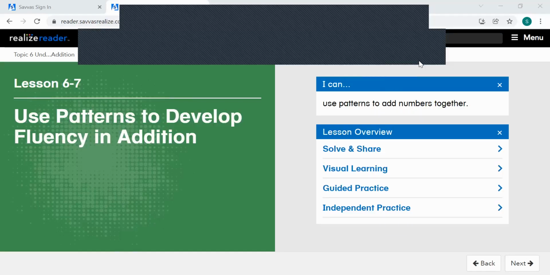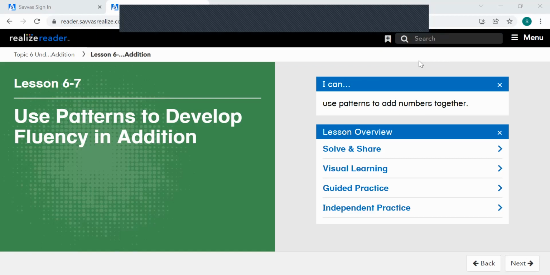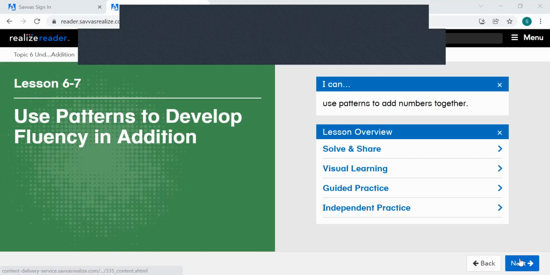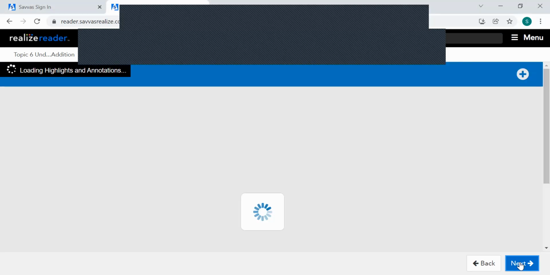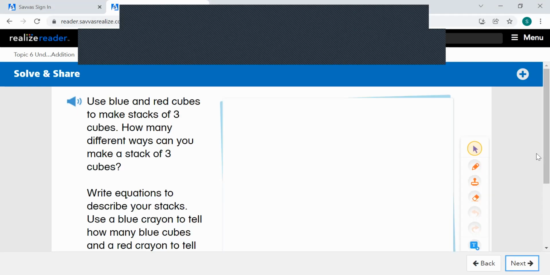Superstars, it's time for math. We are on lesson 6-7. Use patterns to develop fluency in addition. Let's look at our first problem.